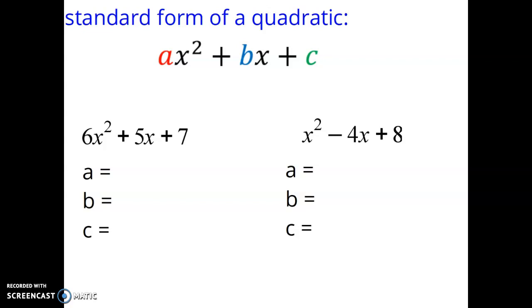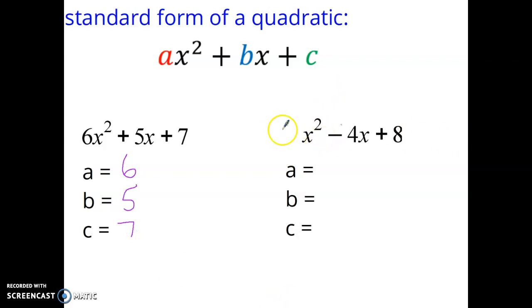A, B, and C are the numbers. They're not the variables. So in this equation that we have here, 6x squared plus 5x plus 7, A is going to be the number in front of the x squared, which in this case is 6. All right, so then B is in front of the x, so that's going to be 5. And C is our constant term. C is the one that does not have a variable, so C in this case is 7.